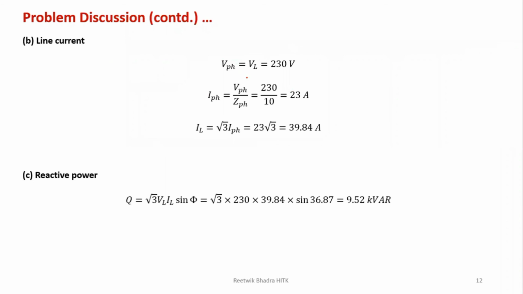Next, same thing, line current. So VL equal to VPH for delta. IPH equal to VPH by ZPH. I have written in terms of magnitude, so 230 by 10, 23. You could have taken it in terms of angle, no problem. So IL is equal to root 3 IPH, 23 root 3 is equal to 39.8. And at last, reactive power: whatever power is asked to calculate, you see it and do it using the formula. Rest are all same.